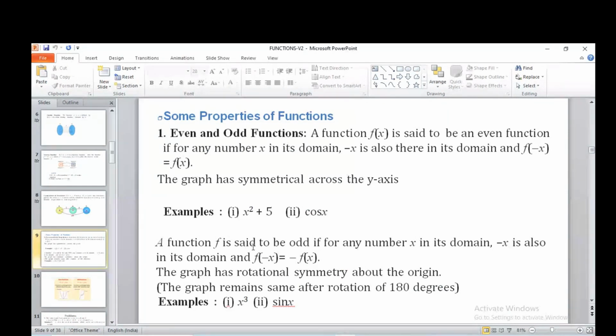A function f is said to be odd if for any number x in its domain, minus x is also in its domain and f of minus x is equal to minus f of x. The concept is, if you apply a negative term to that function and you get the same function, it is even. If you get the negative of that function, it is an odd function. The graph remains the same after rotation of 180 degrees.